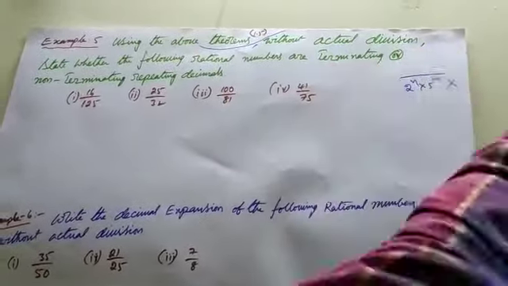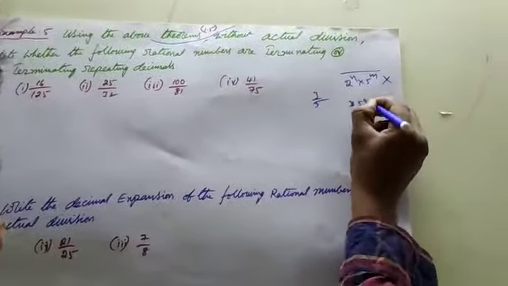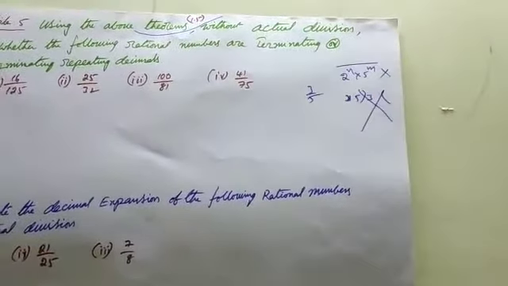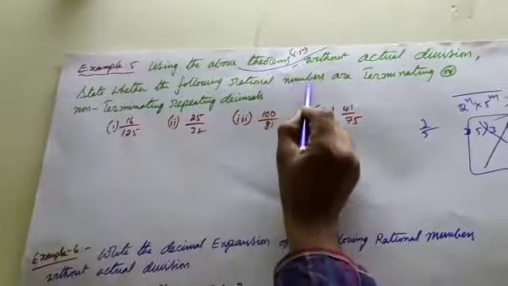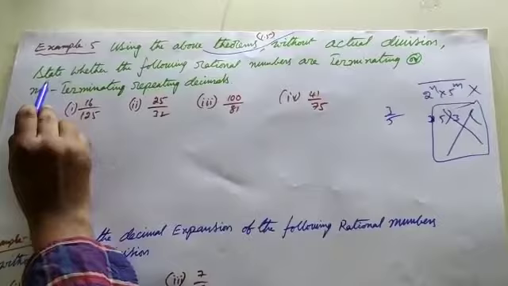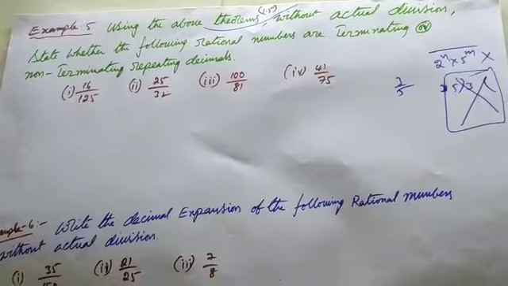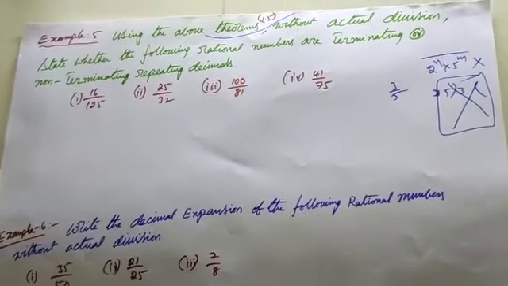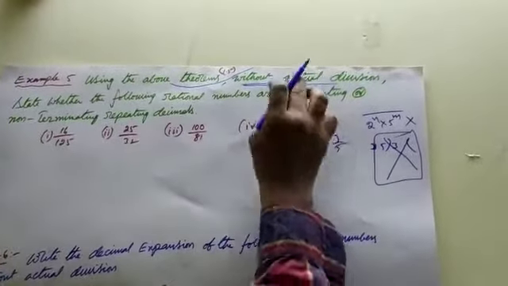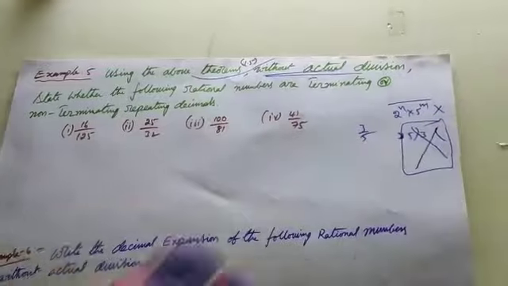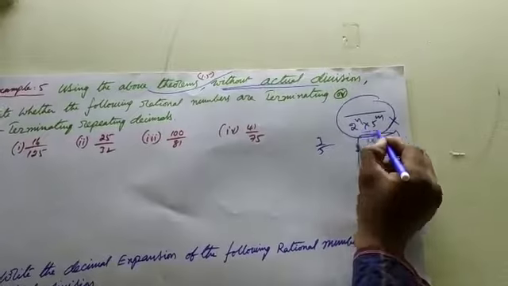Without actual division. Without actual division means, for example, 3 by 5. State whether the following rational numbers are terminating or non-terminating repeating decimals without actual division. What is the meaning of repeating? Recurring. What is the meaning of actual division? This is the actual division. Without actual division means we look at the denominator portion in the prime factorization.